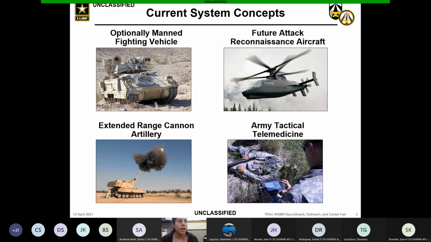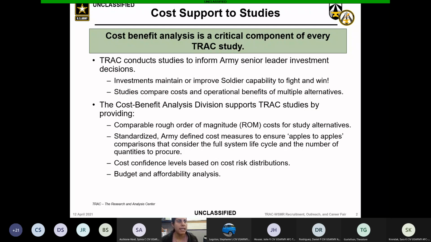So now that I've gone over some of the different studies, my next slide will go over how we've worked on this and how we do it. Next slide, Sarah.